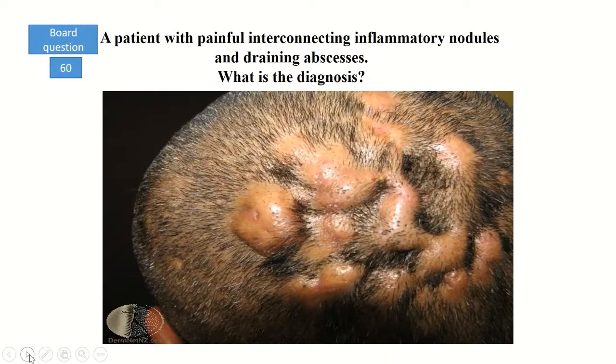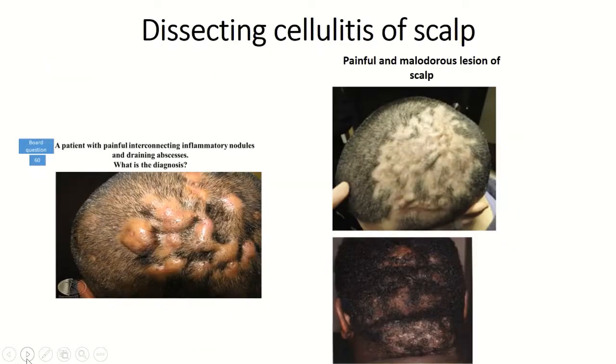And question 60. A patient with painful interconnecting inflammatory nodules and draining abscesses. The diagnosis is dissecting cellulitis of the scalp. Dissecting cellulitis of the scalp mostly affects black patients in the vertex and occiput.